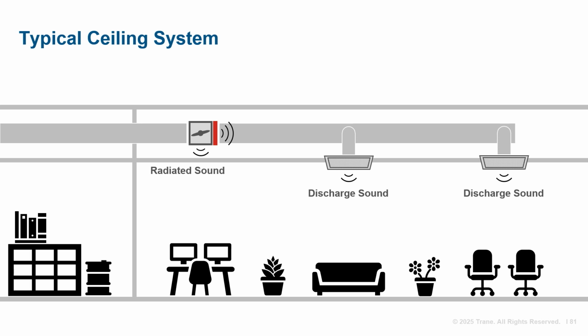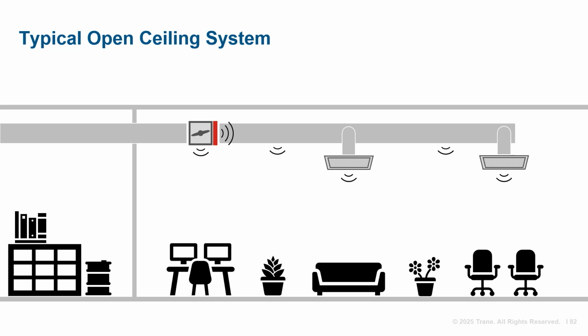Some duct systems may also produce breakout noise, which also radiates into the plenum. When acoustical ceiling tiles are present, much of this radiated noise can be attenuated, reducing the total transmission to the space. If the acoustical ceiling tiles are removed, in our example, the sound attenuation in the plenum is significantly less, which results in more sound in the occupied space.